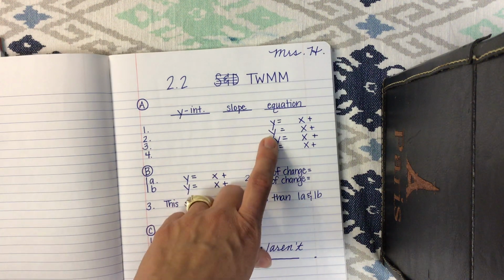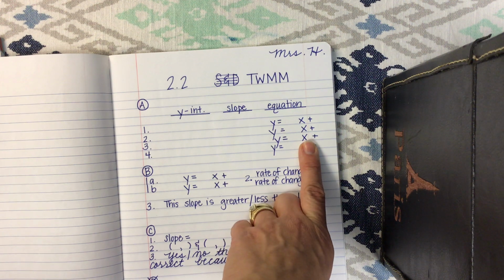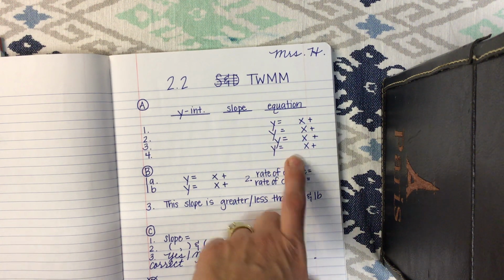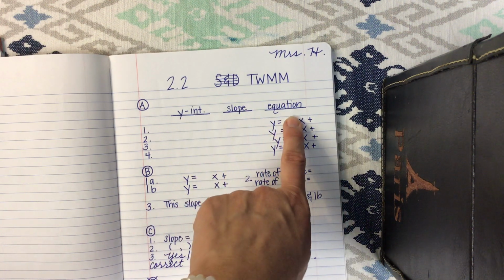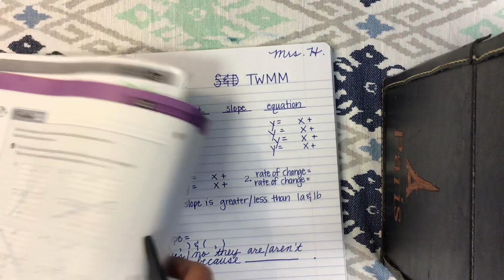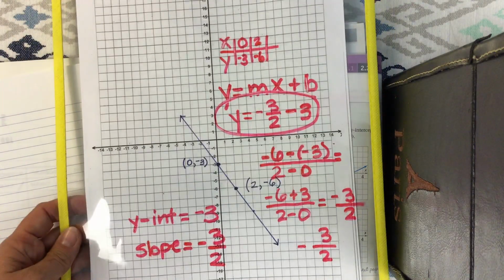For all of the equations, you'll always have the y, the equal, the x. The plus you can keep, or you can change it to a minus if the number's negative. But it will be set up like this in every case, and all you have to do is plug the y-intercept in at the end, plug the slope in the middle, and you'll have your equation. So you're going to do exactly on these 4 what I did on this example.